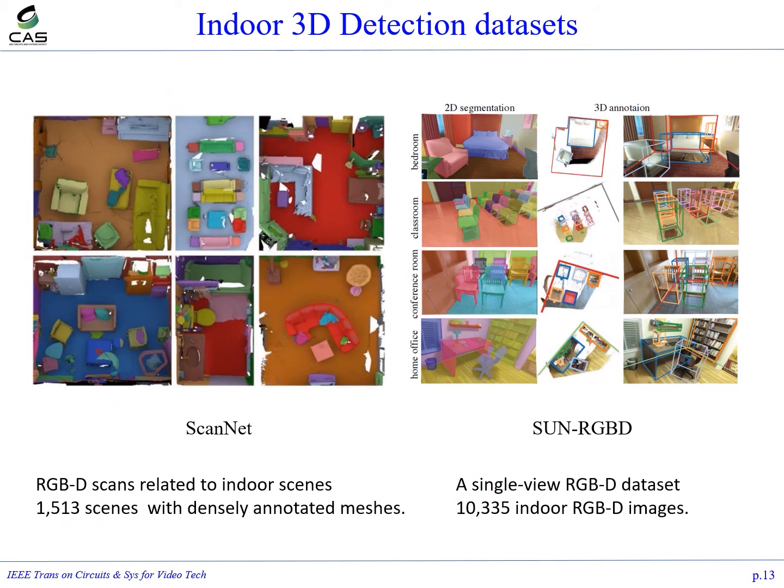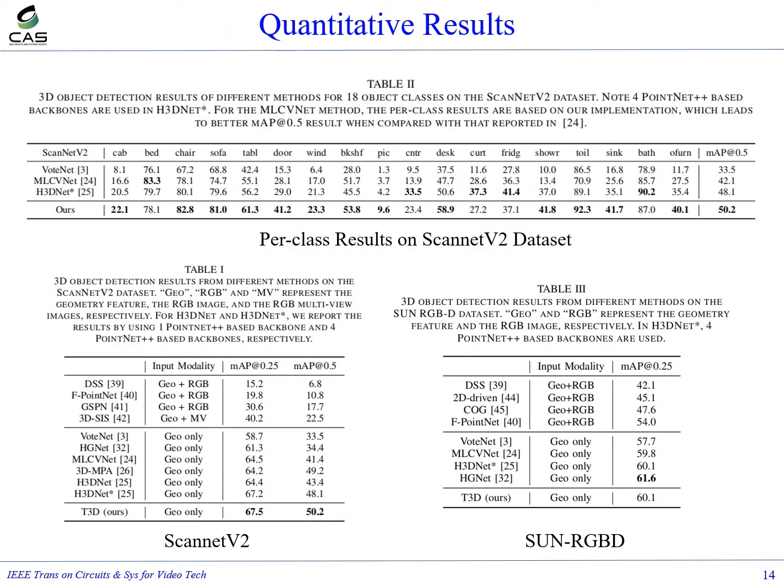We validate our approach on 2 of the most popular datasets. ScanNetV2 is a dataset related to indoor scenes, which consists of RGB-D scans from 1,513 scenes with densely annotated meshes. SUN RGB-D is a single-view RGB-D dataset for 3D scene understanding, which consists of 10,335 indoor RGB-D images. The quantitative results on ScanNetV2 and SUN RGB-D show that our method outperforms most methods on these 2 datasets, which validates the effectiveness of our method.